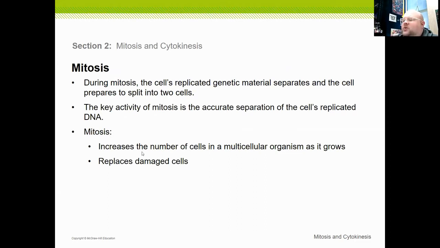Mitosis is going to increase the number of cells in a multicellular organism as it grows. It's going to replace damaged cells. So your cells in your body are constantly replacing themselves. And if they ever get damaged or hurt, they quickly replace themselves. And that's the point of mitosis, to duplicate your cells.